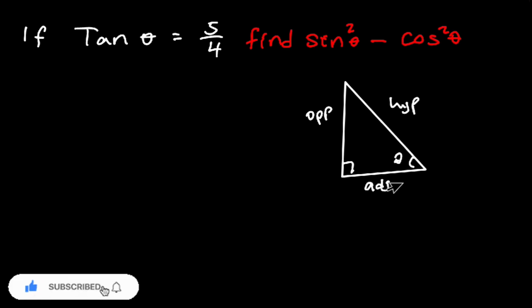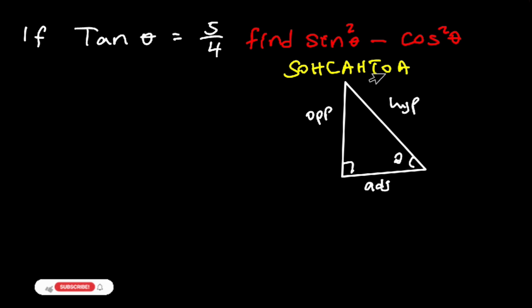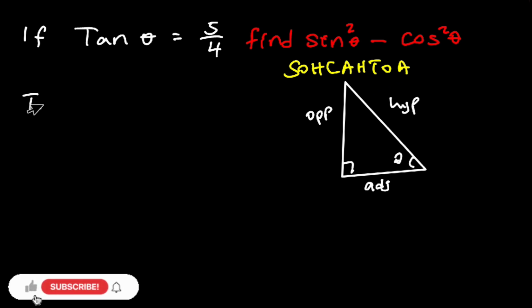Let's also recall our trigonometric ratios mnemonic, which is SOHCAHTOA. Let me write it here. We have SOHCAHTOA. So from the question, we are given that tan theta is equal to 5/4, and then from this trigonometric ratios mnemonic, we have TOA here, which is opposite over adjacent. So we have that tan theta is equal to opposite over adjacent. From the question, opposite is equal to 5, and then adjacent is equal to 4.